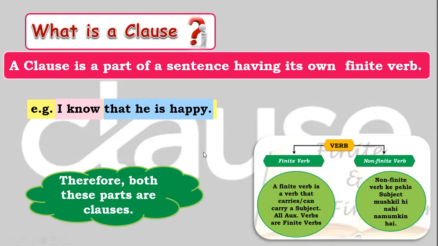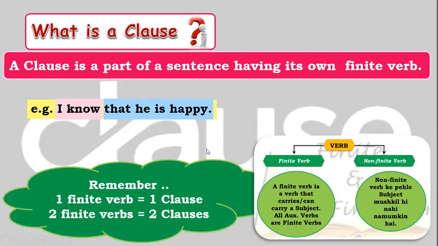Still didn't get it? Well, let's make another table. One finite verb is equal to one clause. So two finite verbs will make it two clauses. So now it is clear that here we have two finite verbs. First is know and the second is is. So know and is are two finite verbs. Hence, in this sentence, we have two clauses. Fantastic. So this is your first way and the best way to remember how to find out a clause. Moving on with the next step.